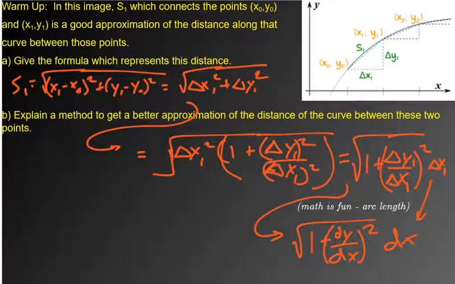In Calc BC, you learn that the integral of the square root of 1 plus the derivative squared dx is one way to calculate the arc length between 2 points like A and B.